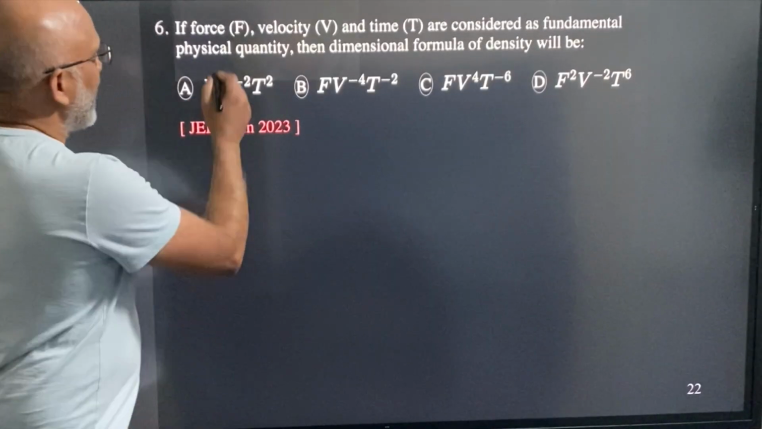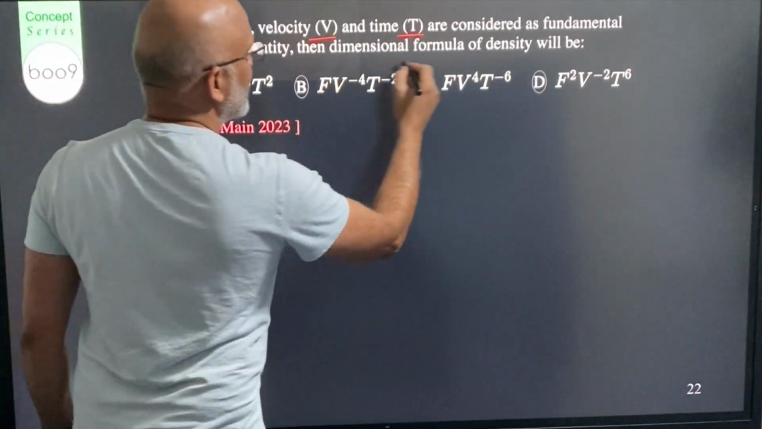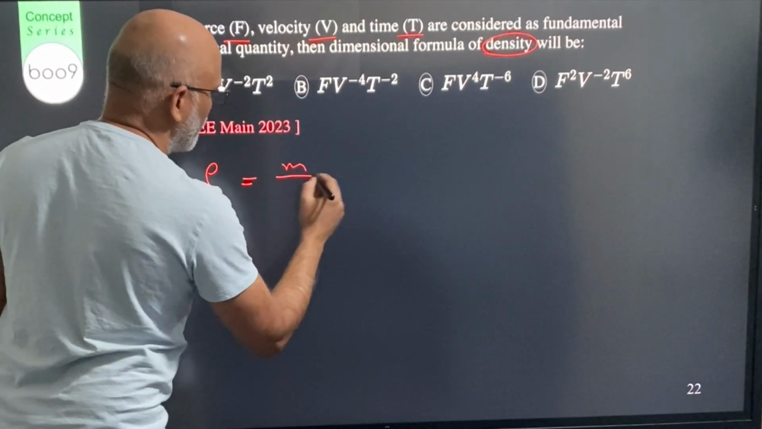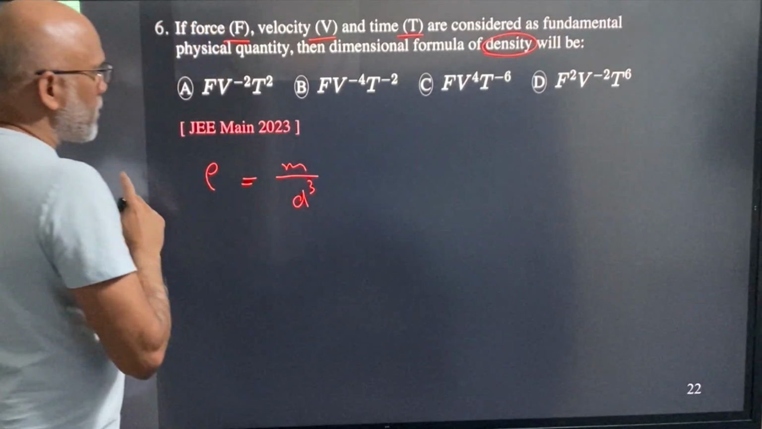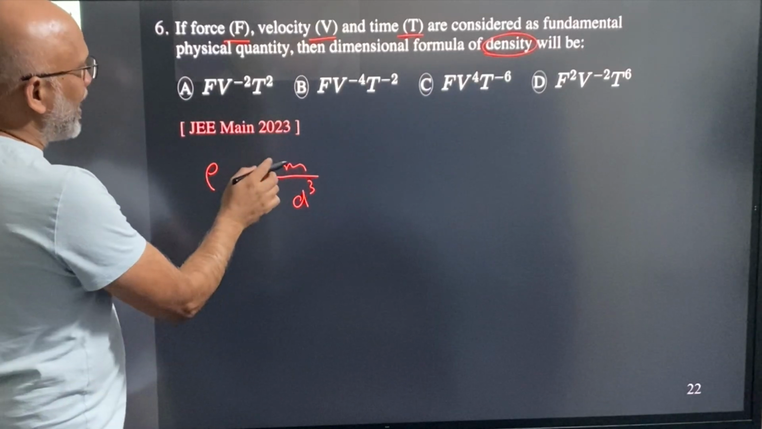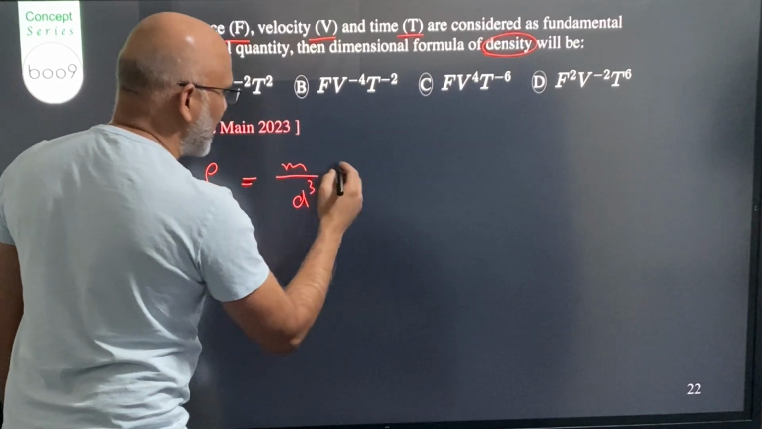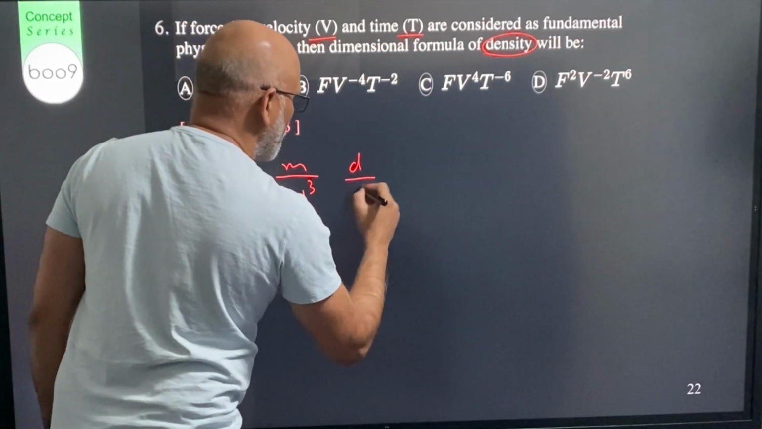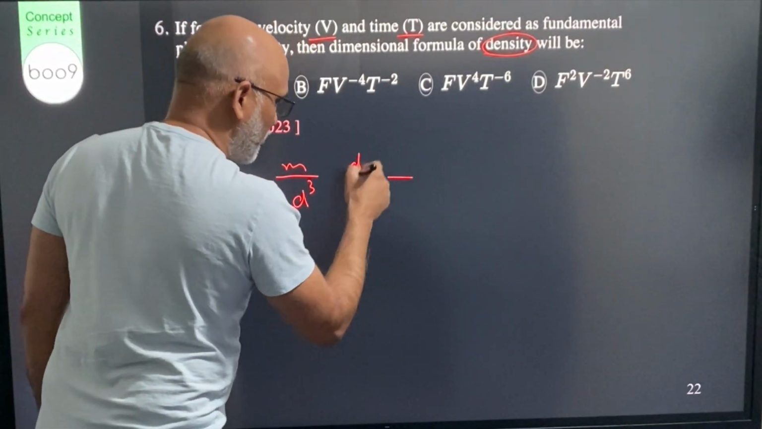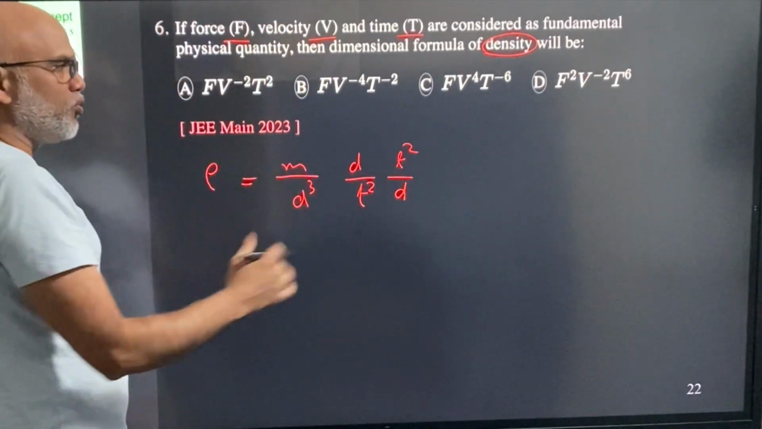Next example: if force, velocity, and time are considered as fundamental physical quantities, then the dimensional formula of density will be. All right, density is mass over volume, that is m over d cubed. Somehow I want to represent this in terms of force, velocity, and time. I know that mass appears in force, so let me try to bring in force here. Mass times acceleration is force. Acceleration is d over t squared. Then I'm going to also multiply the reverse, so t squared over d. So basically this whole thing is just 1, right?